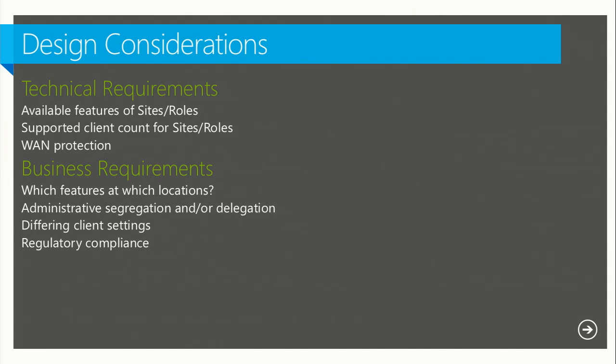Business requirements. Which config manager features do you want to put at which locations? Am I offering just inventory at some locations? Just inventory and updates? Am I putting operating system deployment out there? That has a big impact on how I have to design my hierarchy. Different client settings has an impact on how you design. Regulatory compliance could have an impact. All different things that you have to figure in that could have an impact that might make it more complex or might not.